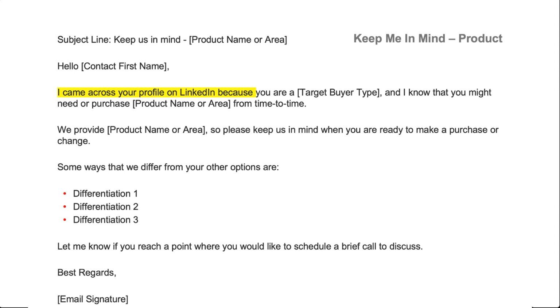So, by the way, I want to point out, just because you sell a commodity or sell office supplies doesn't mean you have to only use this email. You could use the consultative approach for that, but I'm just giving you another option here.